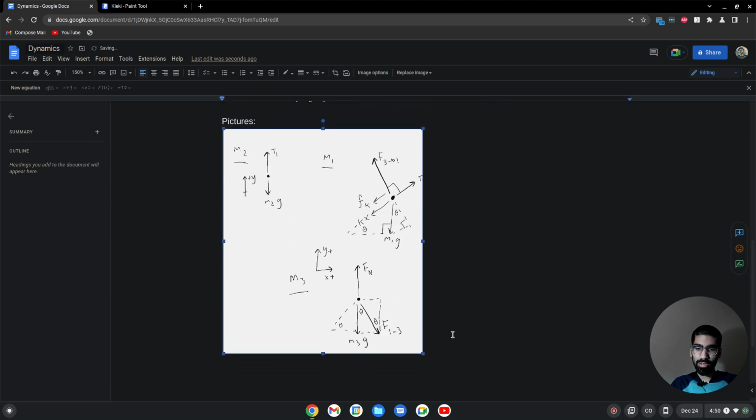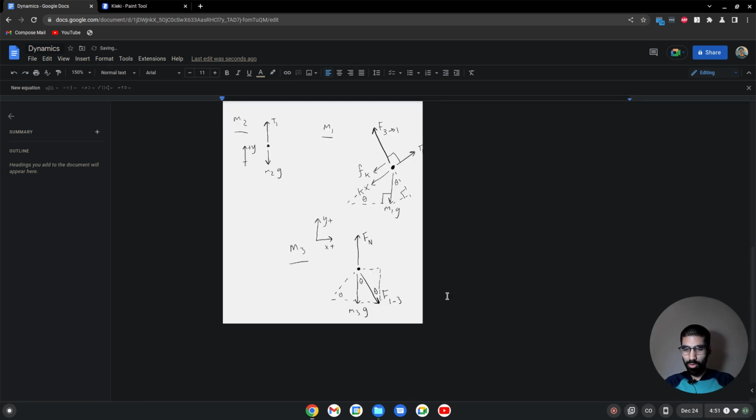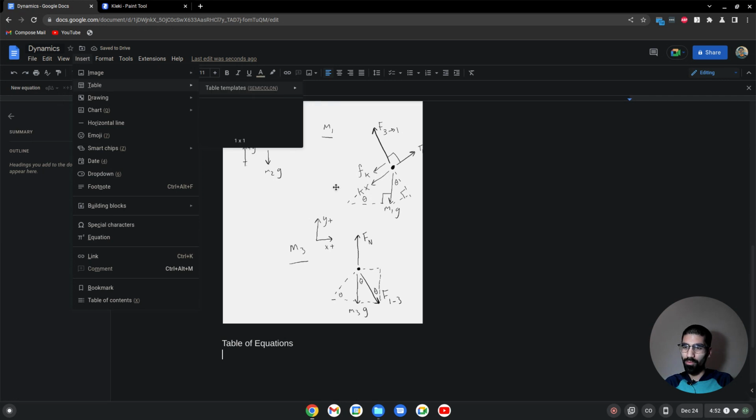So here we are done with our pictures. Now let's move on to our table of equations. With the table of equations, what we really want to do is we're just gonna repeat this law a billion times. That's basically what's gonna happen. So Newton's second law, we're gonna repeat it every single time for every single object, for every single axis, so you can kind of go on autopilot a bit. I'm gonna leave a lot of room for equations right here, because we're probably gonna end up with a bunch.